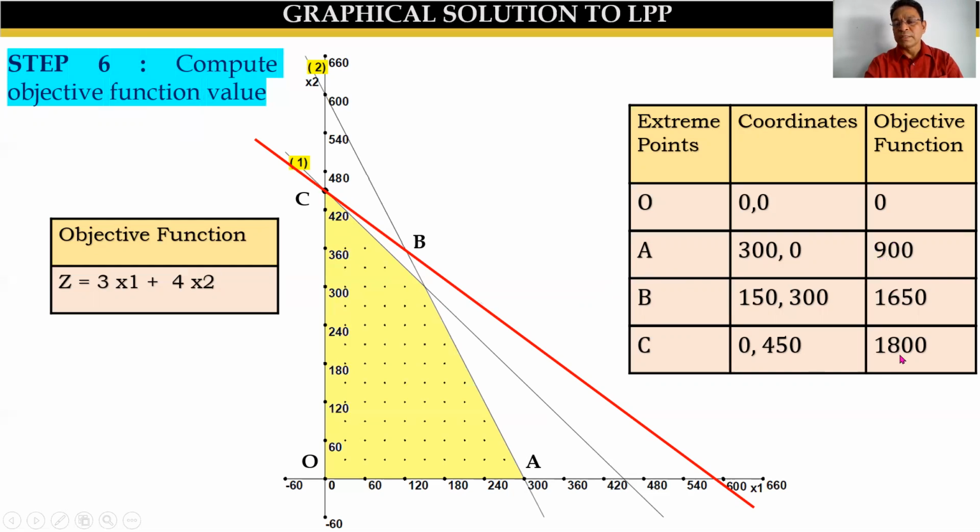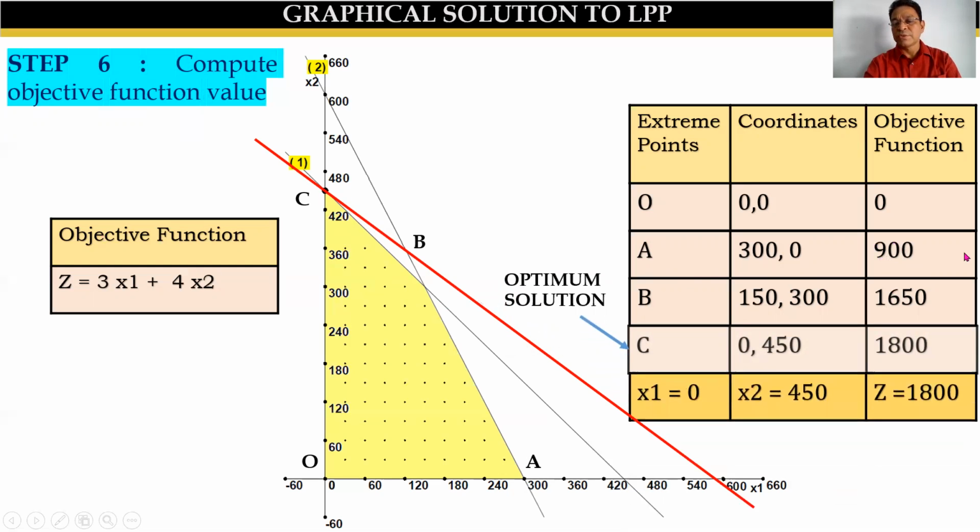And at point C, this is the optimum value of Z. We cannot get a value of Z which is better than 1800. So this is the final value of Z. So I can say C gives us the optimum solution, with x1 equal to 0 and x2 equal to 450 and Z equal to 1800. So either you find it this way or you move the objective function line. Both are going to give us the same result.